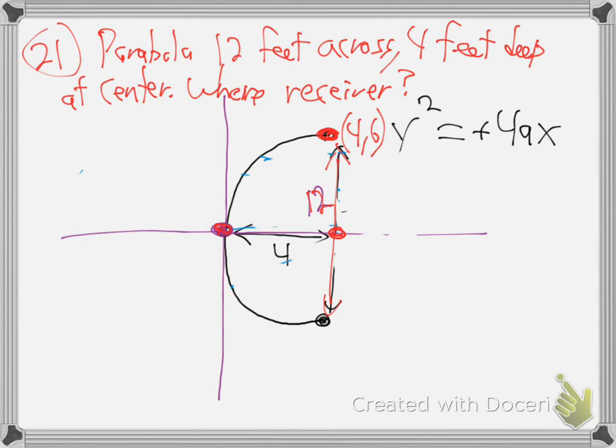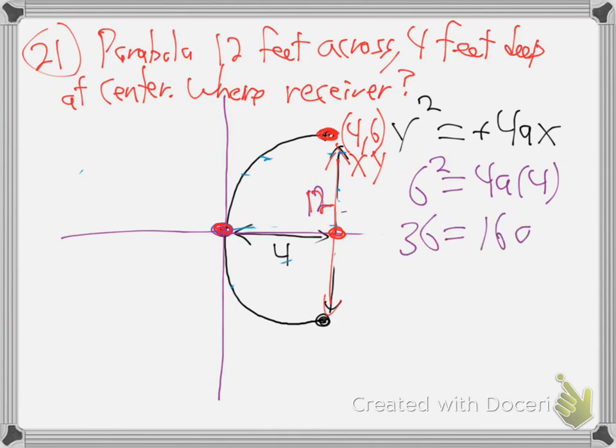Because any point on the picture, this goes for any picture, not just parabolas, right? Any time you have a graph, any point on the graph's got to make the equation true. So if I put in x is 4, y is 6, the equation's got to be true. So y is 6 and x is 4, like that. It's got to be true. 36 is 16a.